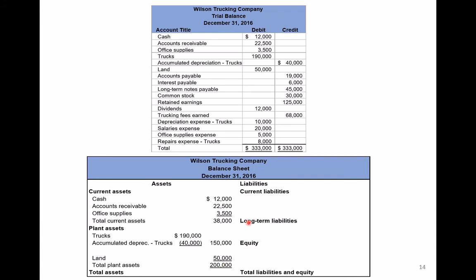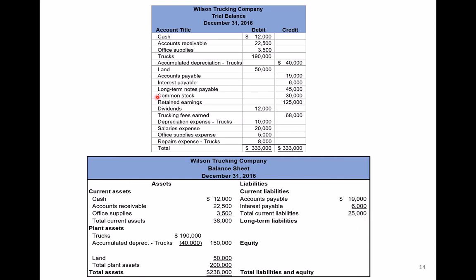Liabilities, two types, current and long-term. Current are those things that will be paid or sacrificed within a year or less. And we have just two of those, accounts payable and interest payable. So let's list those amounts. Accounts payable will be $19,000. Interest payable will be $6,000. And then we'll total these up as our total current liabilities. So $19,000 plus $6,000 is $25,000.